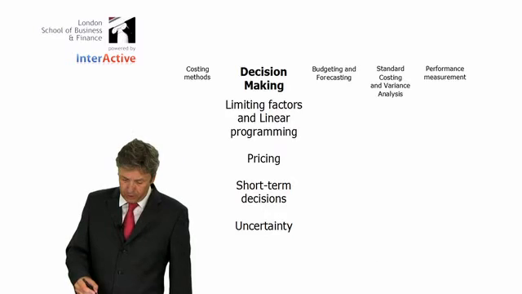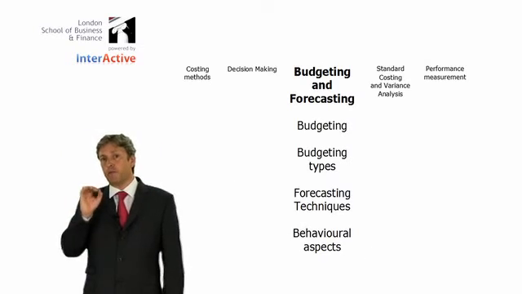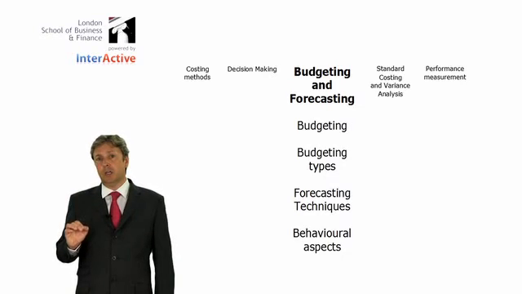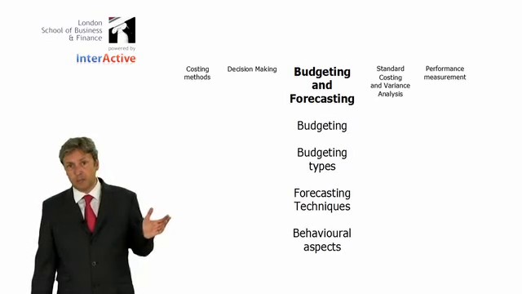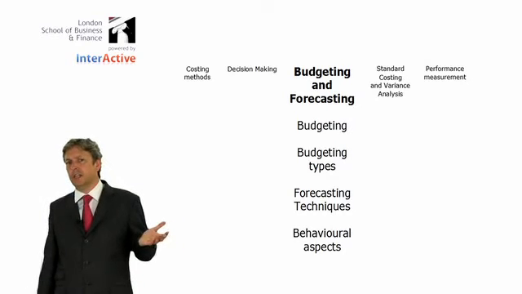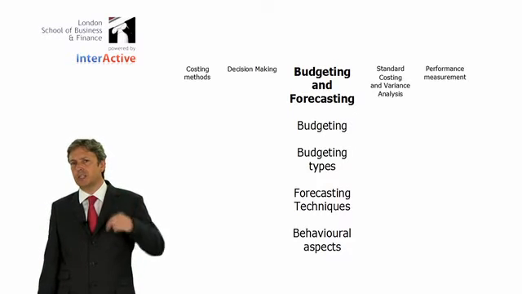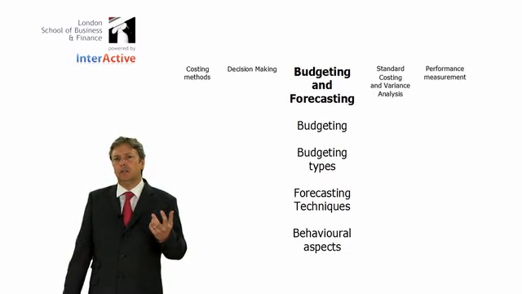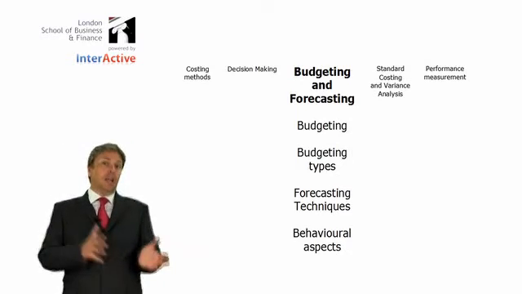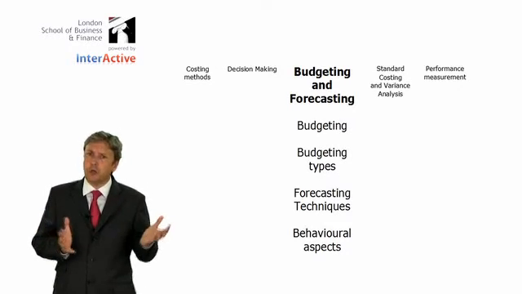Then we move on to budgeting. Budgeting, I think, is the simplest of all of the topic areas. You've got to know what budgeting is, not difficult. You've got to know your budgeting types, nice, easy marks in the exam. But of course, we do have one interesting area here that we're now going to see again and again, and that's behavioural aspects. You know, the idea that if we set a budget in one way, it may lead people to do the right thing or the wrong thing.